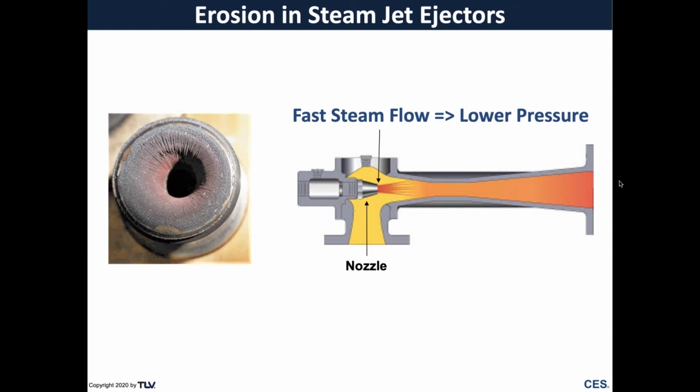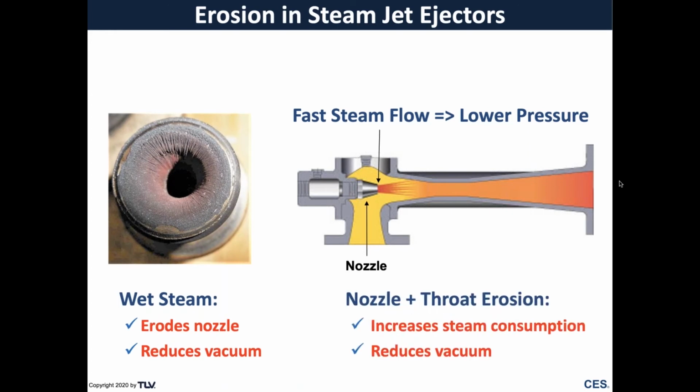What do we think caused that? Was that wire drawing caused by steam, or was it caused by water? Wet steam erodes the nozzle, which reduces the vacuum. And when you have nozzle or throat erosion, it increases the steam consumption and reduces the vacuum.